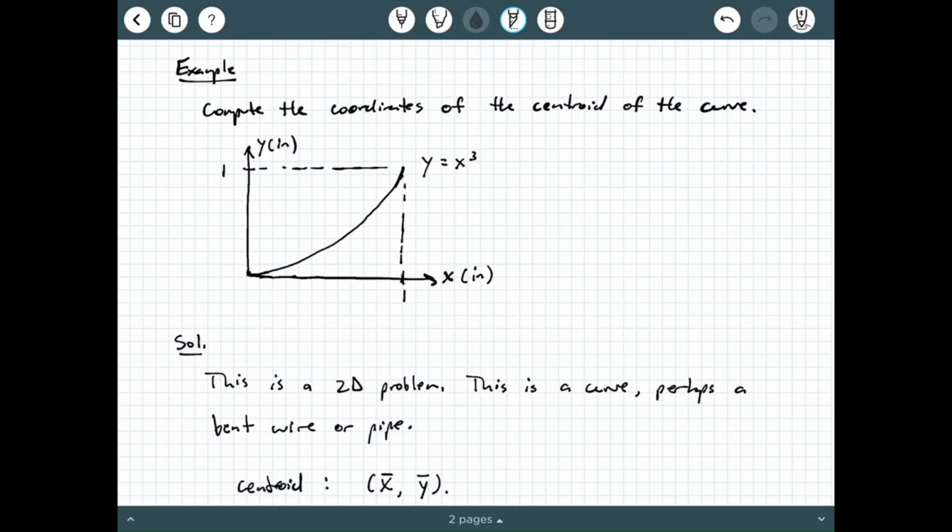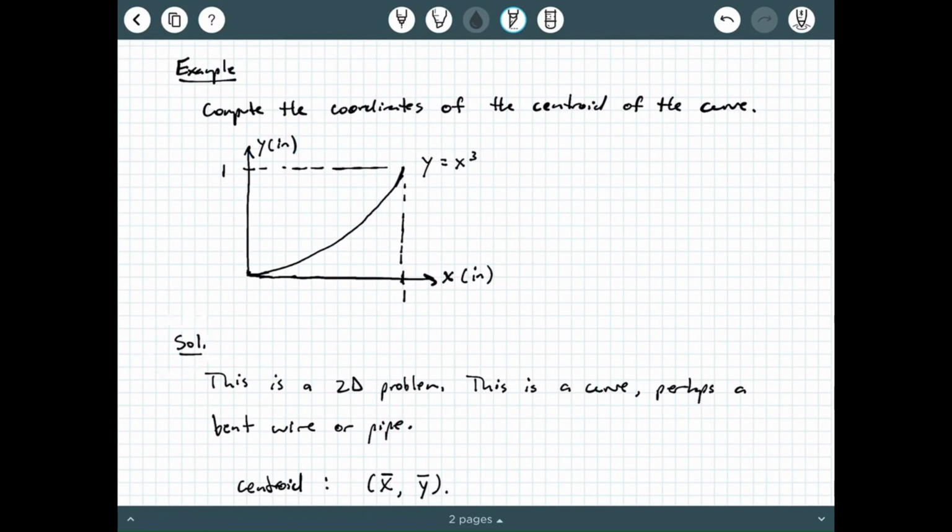Again, we're being asked to compute the centroid of the curve, not an area. This is not an area centroid. This is a curve centroid. And our coordinates are going to have units of length, so we have x and y in inches.